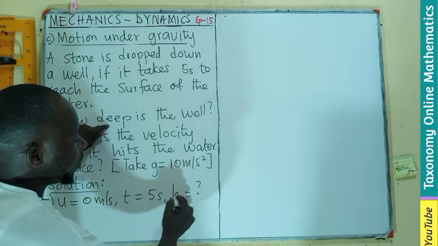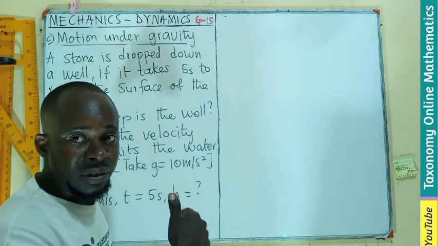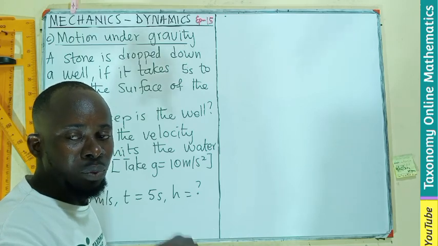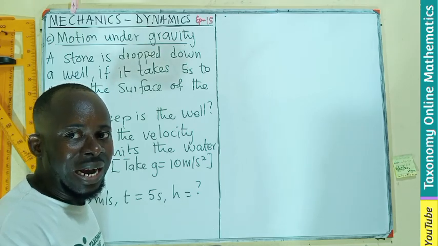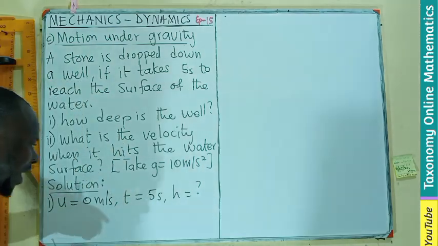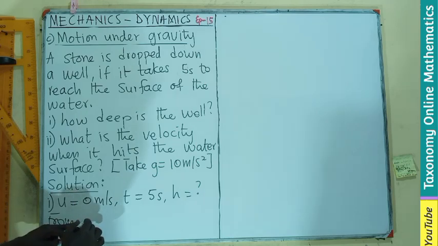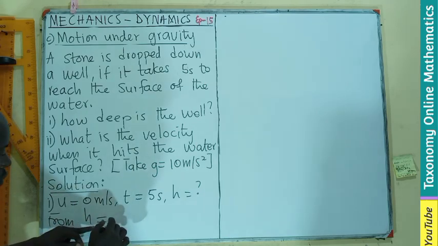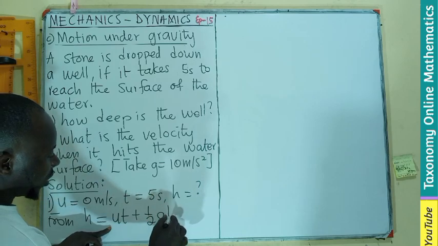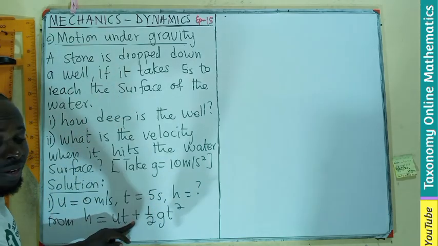The height. If I'm looking for height, remember we talked about the two equations that we need. The equation that involves time, we use the second equation. The one that does not give you time, we use the third equation. So from the second equation, h equals ut plus half of gt squared, positive because the body is moving downward.